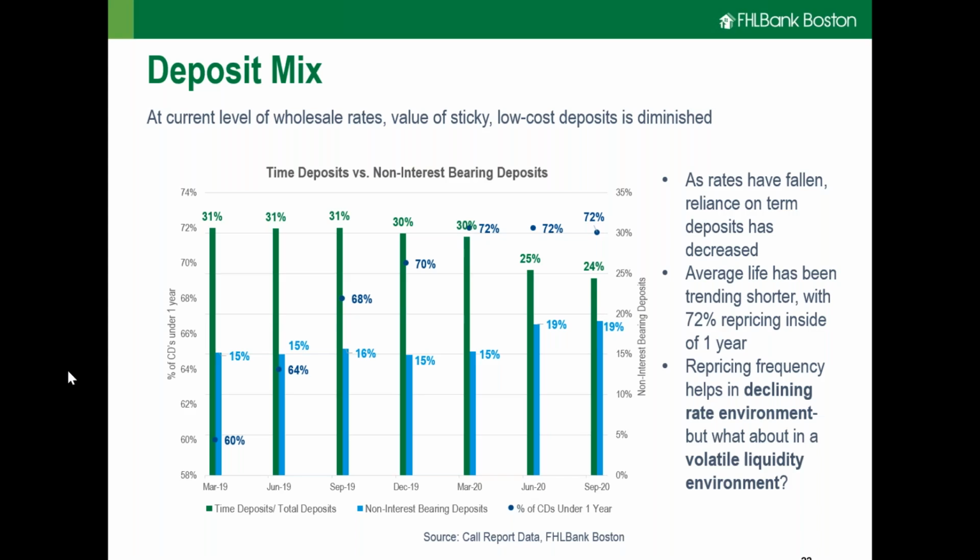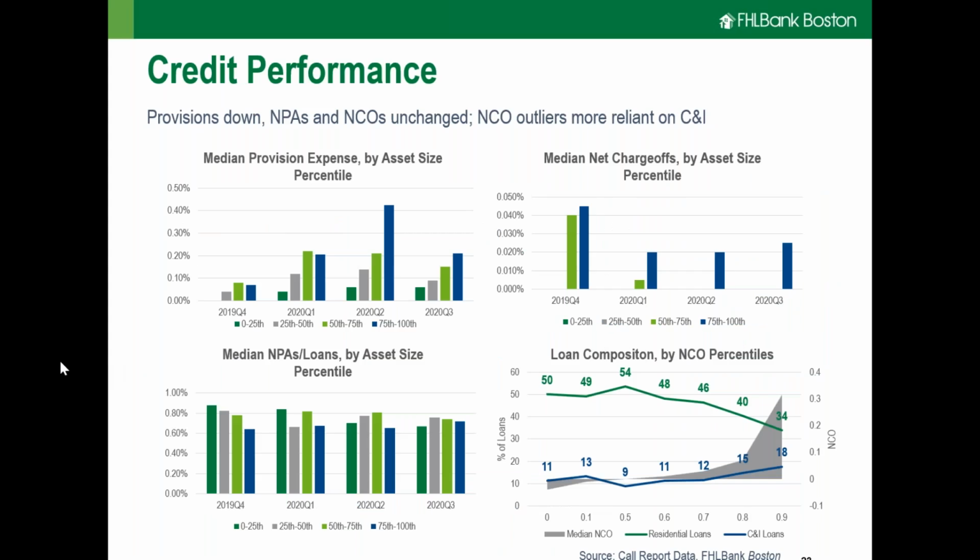So shifting from deposits to look at what credit performance looked like in the quarter, in short, it was pretty good. Looking at the top left-hand side, what we've done here is create 4 quartiles by asset size for all of our members and look at some of the key credit metrics. So we have the 0 to 25th percentile, our smaller members, 25th to 50th, all the way up to the top quartile in terms of asset size of our members.